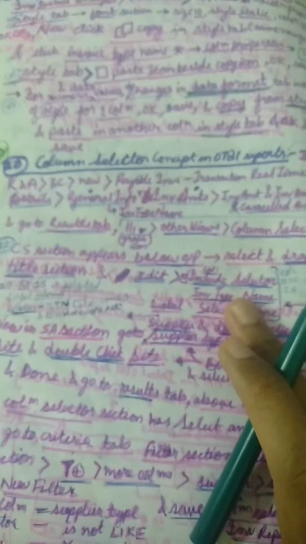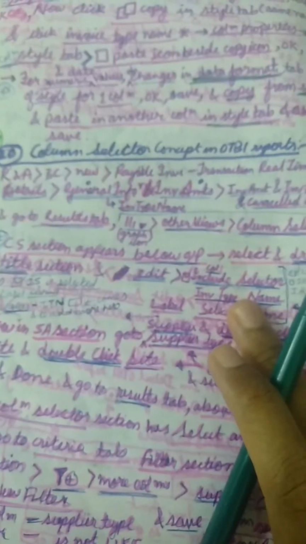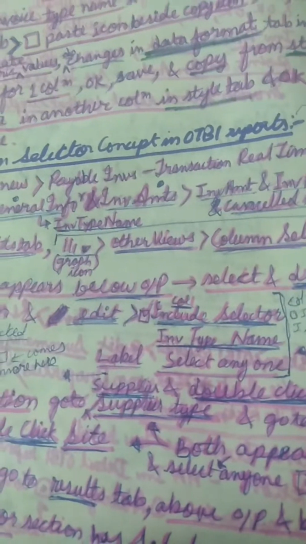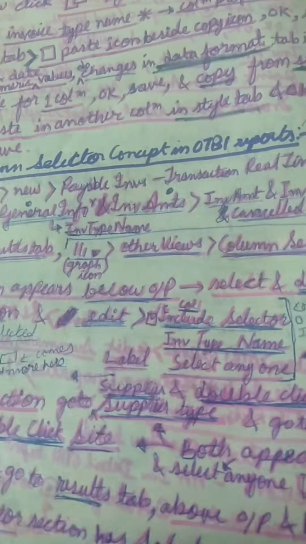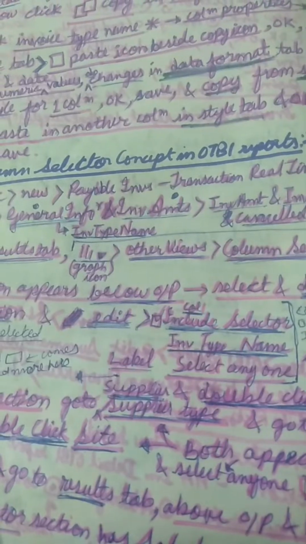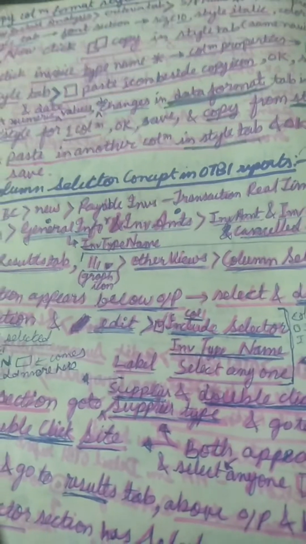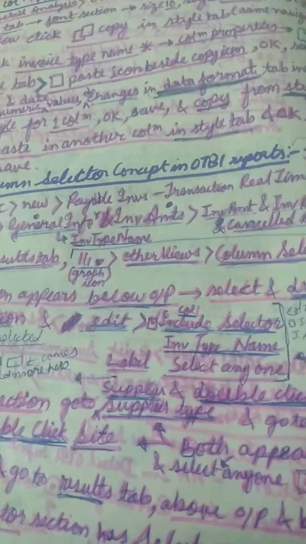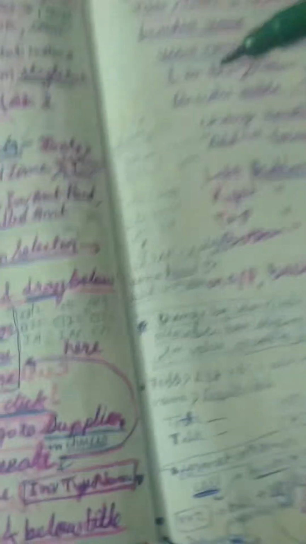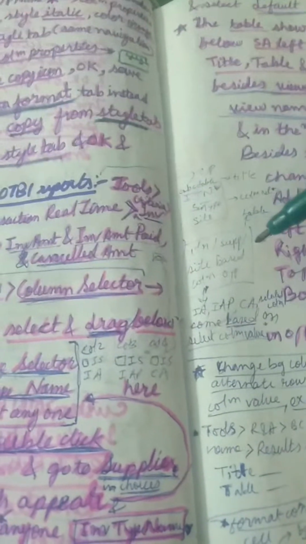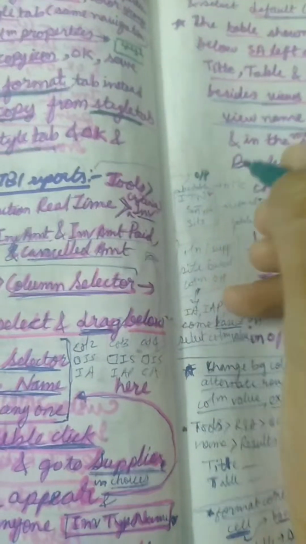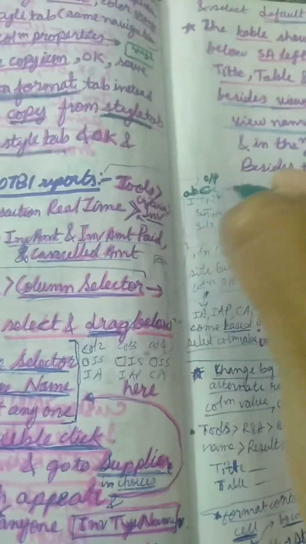The next topic is column selector. I'll try to explain what a column selector is. Let's say you have three values: invoice type name, then you have a supplier. I'll show an output and tell you what this is. Let's say you have an ABC title.